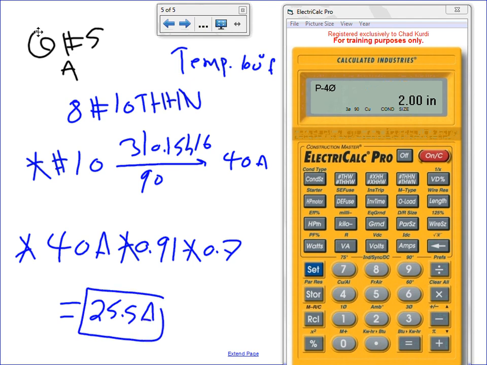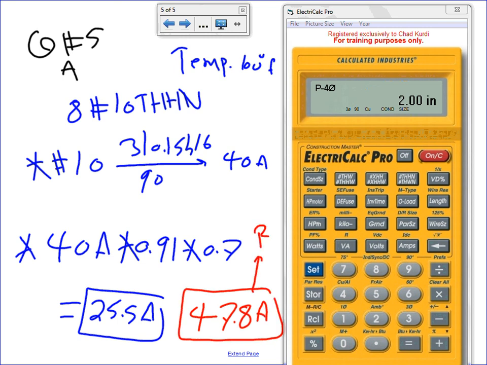If you are version B, this is version A. If you are a B boy or girl, your answer should be 47.8 amps, give or take. This is for B. Any questions, guys, about this? Straightforward, same calculation.